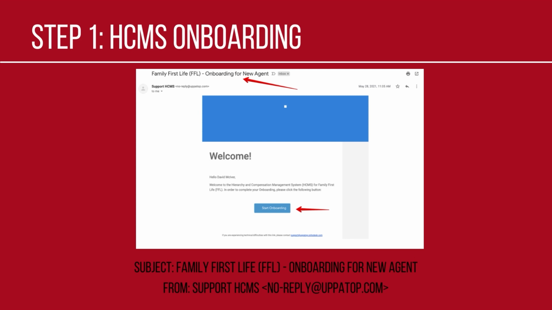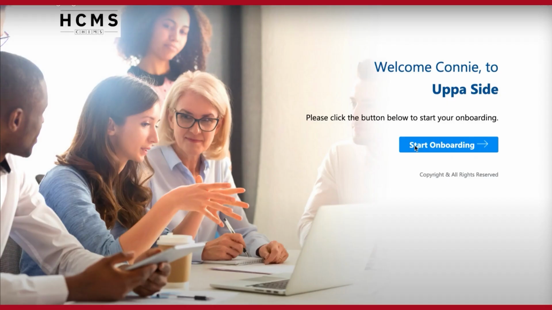So step 1 is HCMS onboarding. You will receive an email invitation from your immediate upline or their administrator. Look for an email that has the subject line of Family First Life onboarding for new agent, as seen in the screenshot below. Once you click there, you'll get sent to this website where you want to start onboarding.